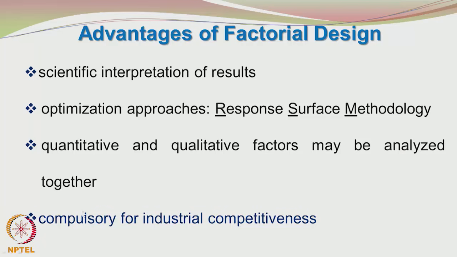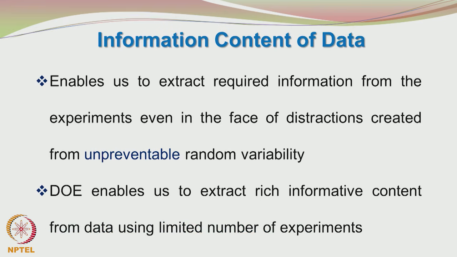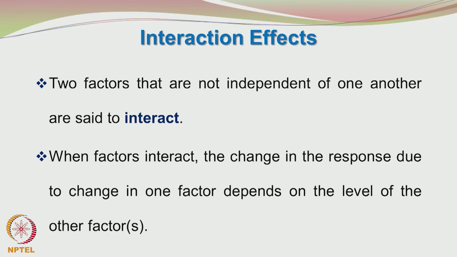And now it has been realized that for industrial competitiveness, factorial design is compulsory. And again, you can do a limited number of experiments to recover maximum information. The normal way of doing experiments is to vary one factor at a time. This is not a very good strategy because it leads to more runs, and also it does not pick up the variability caused by interaction between the factors.